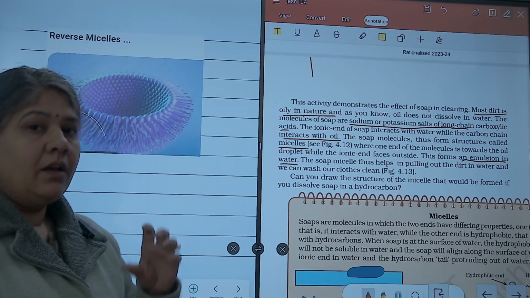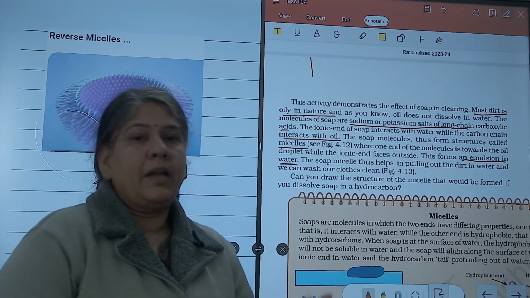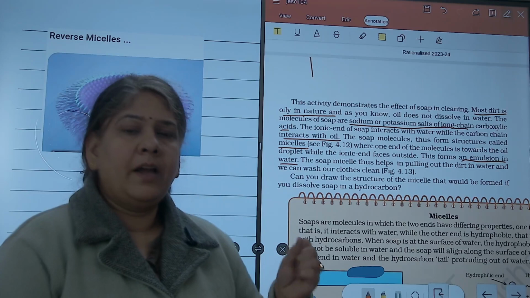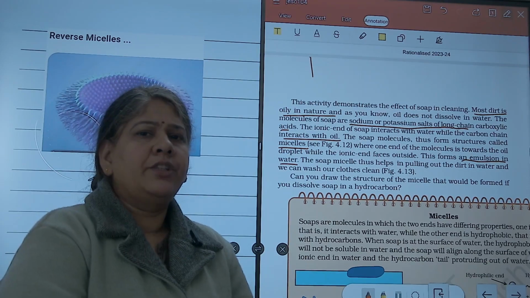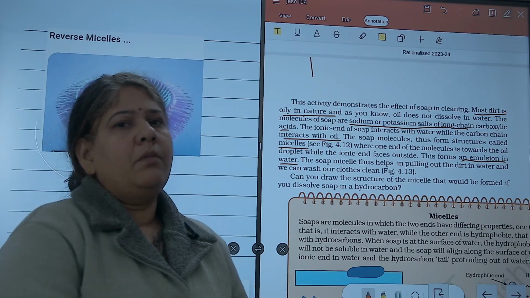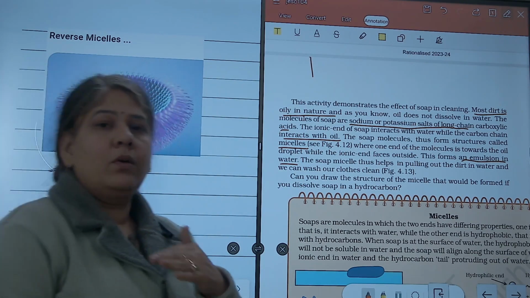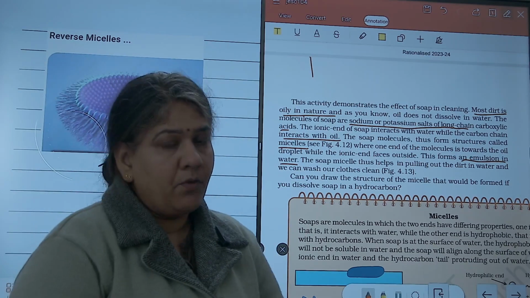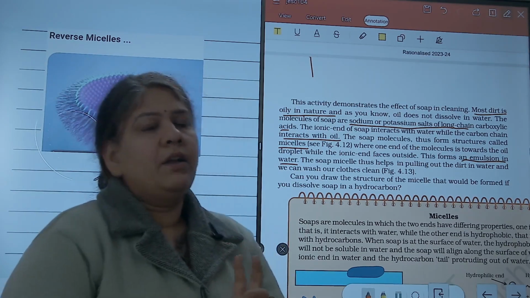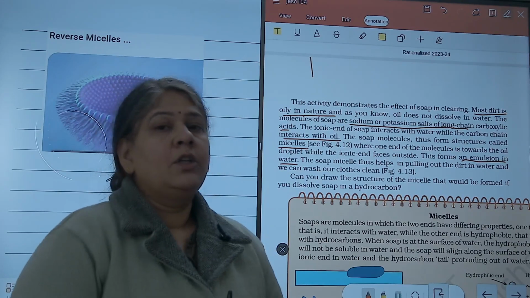So once again, dirt is basically the oil particles that are attached with the dust. So oil and dust will make the clothes dirty. See, dust will obviously be washed off by water, but the oil particle will not be washed away by water. So we need soaps.